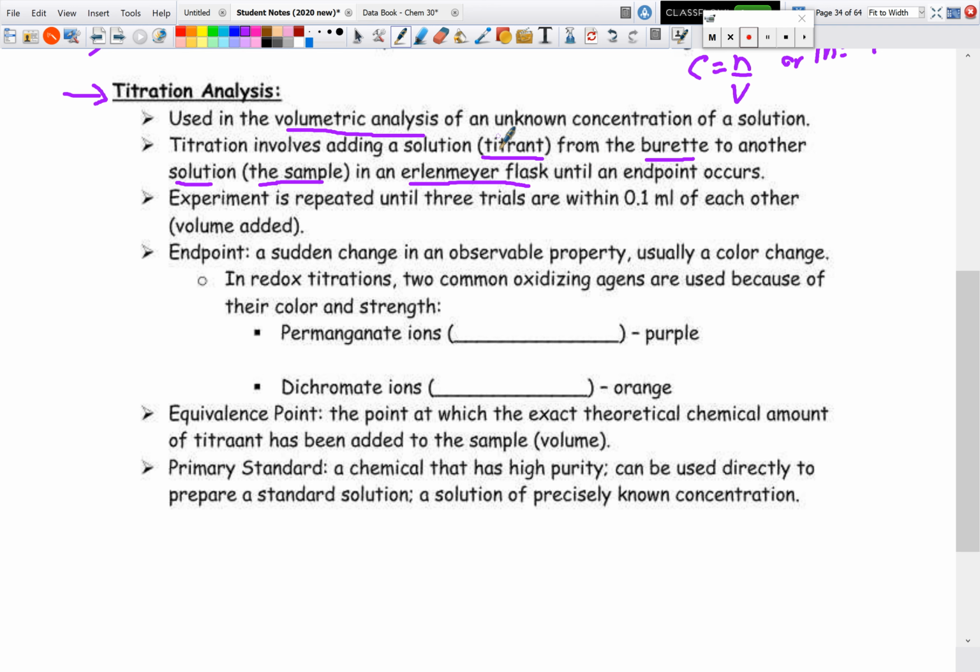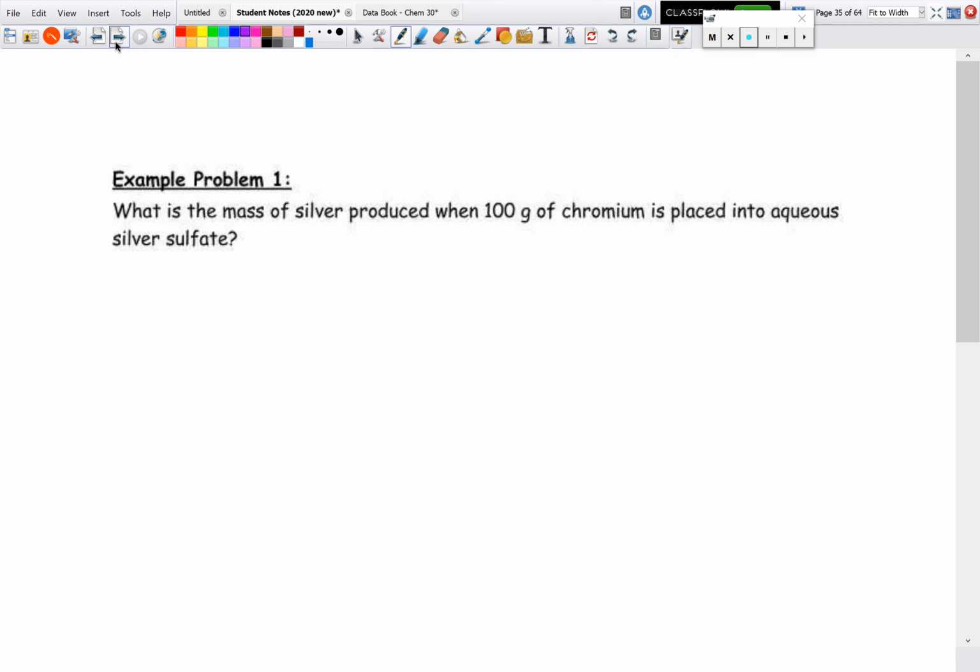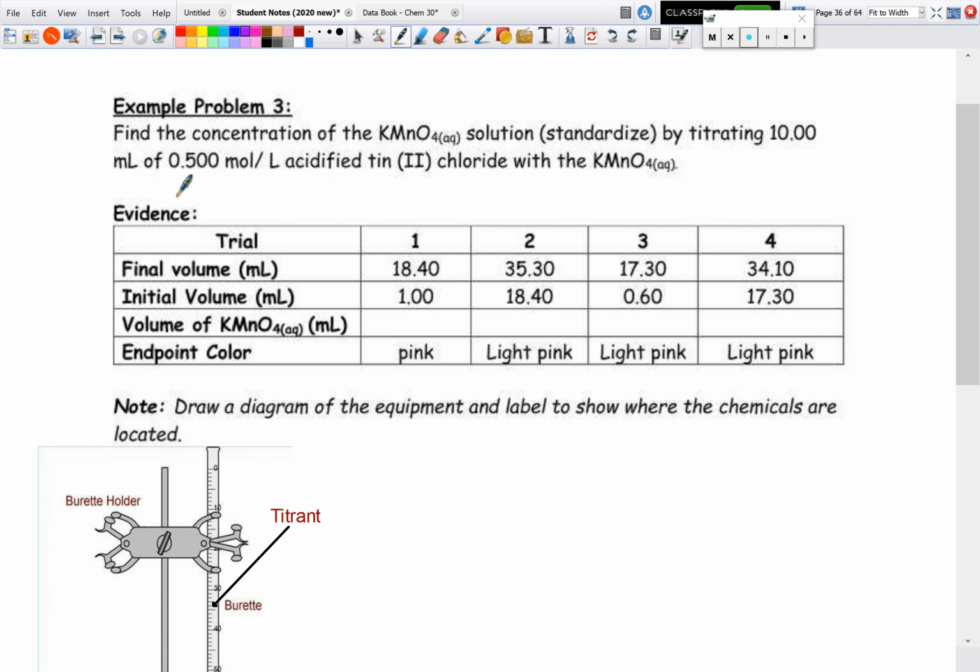And we're going to keep adding the titrant until an endpoint occurs, and that is the color change. Now normally with titrations we repeat until we get 3 trials within 0.1 milliliters of each other. So we do multiple. Now depending on the question, we might get one that has multiple trials, like the one we're going to look at right here, where we're going to have to find our 3 best.